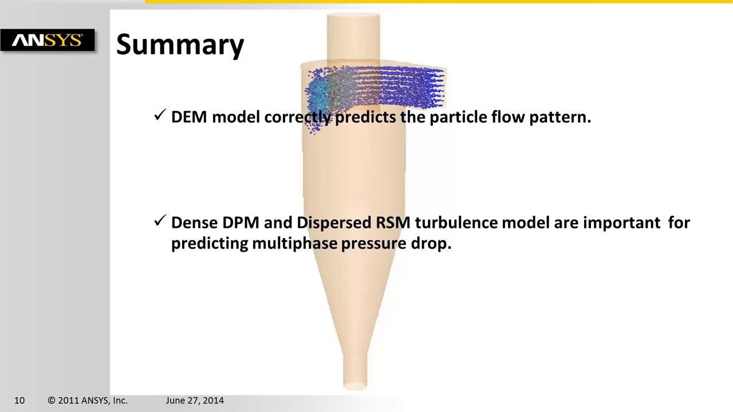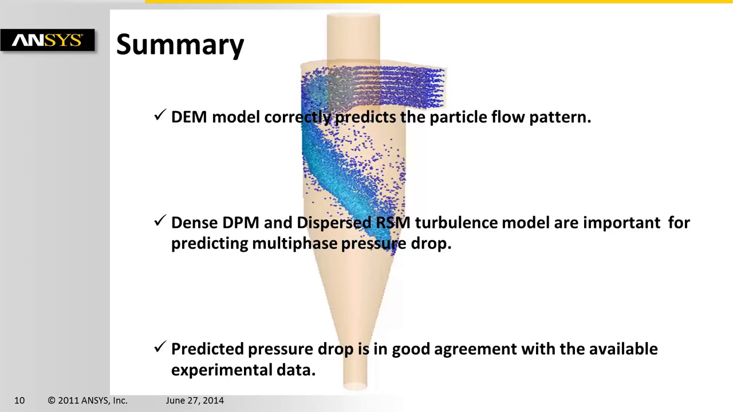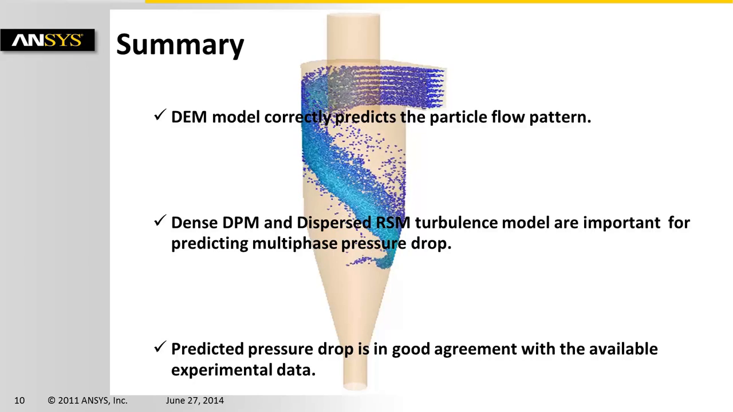To summarize, with the right combination of standard models of ANSYS Fluent, the dense medium cyclone separator can be modeled with reasonable accuracy.